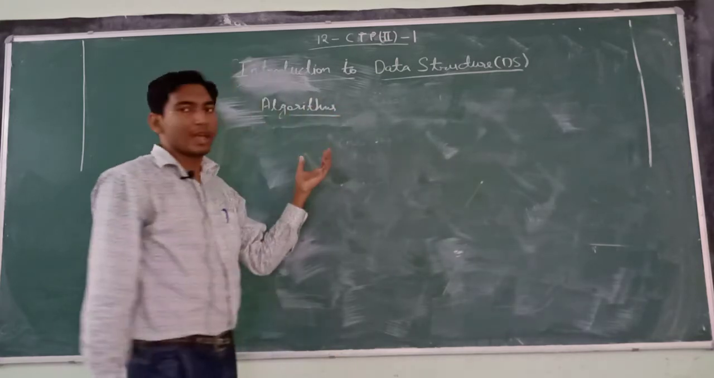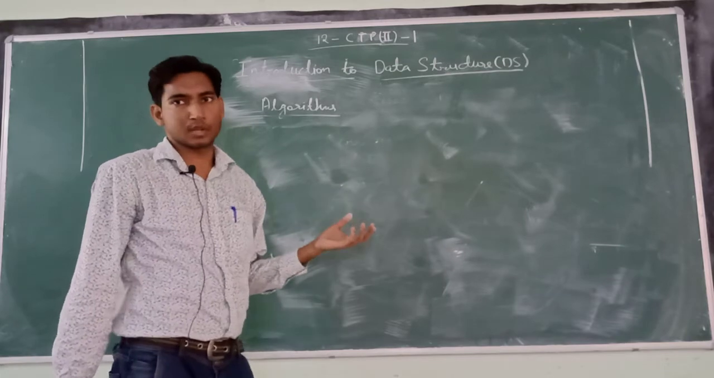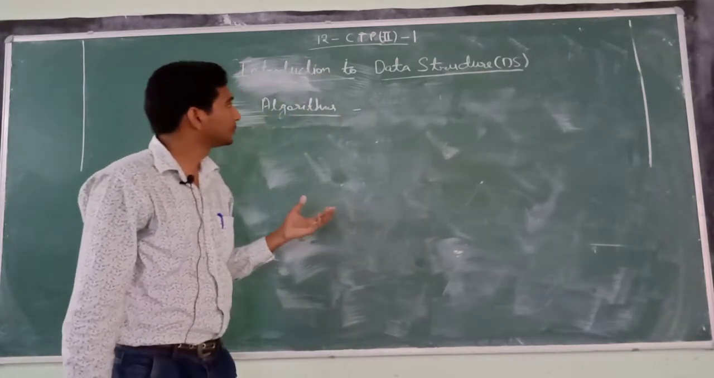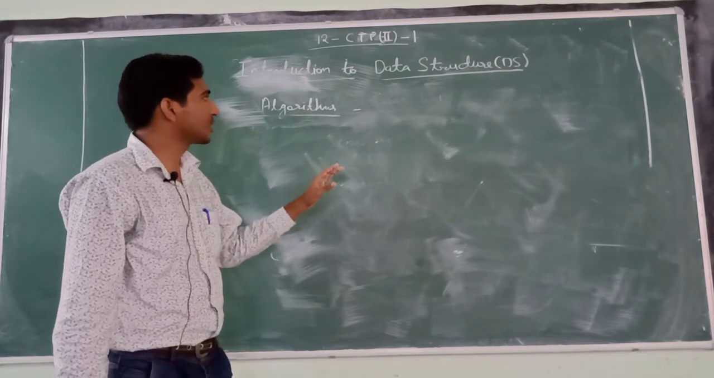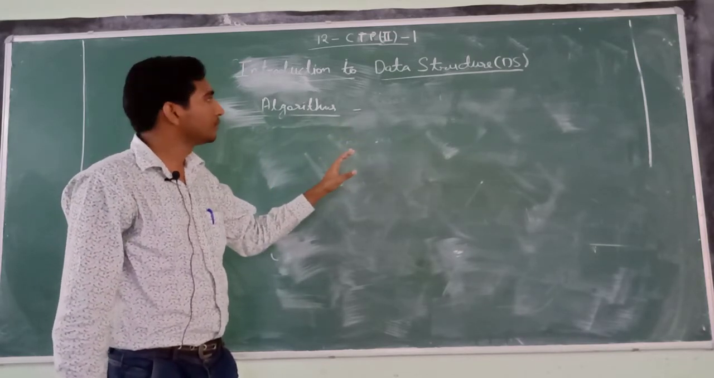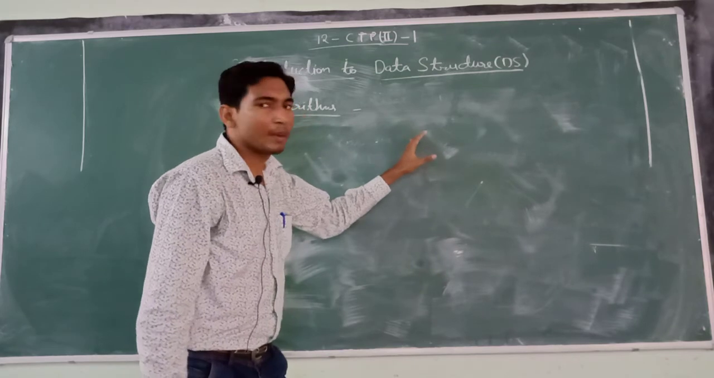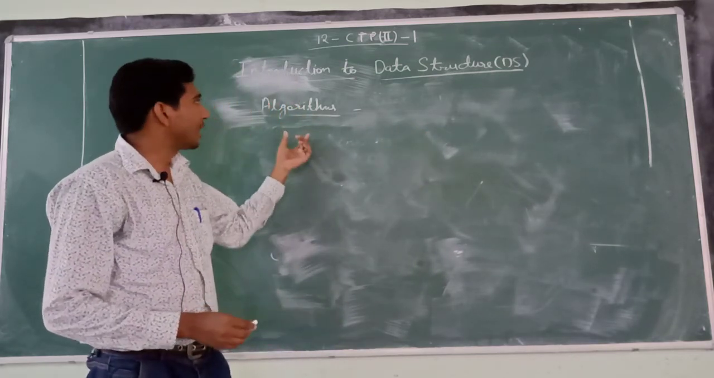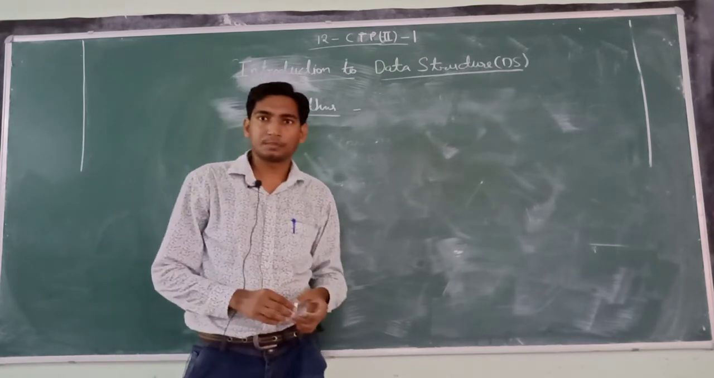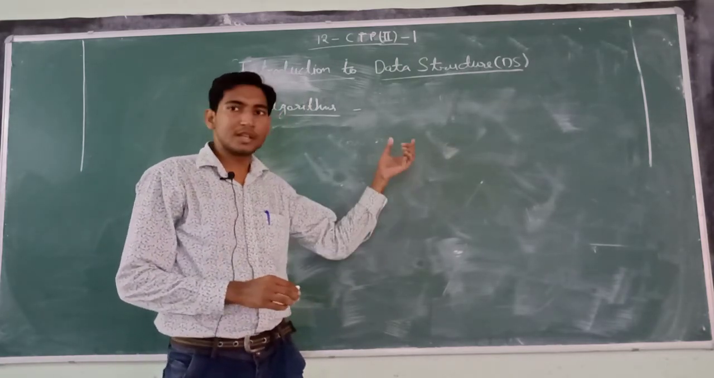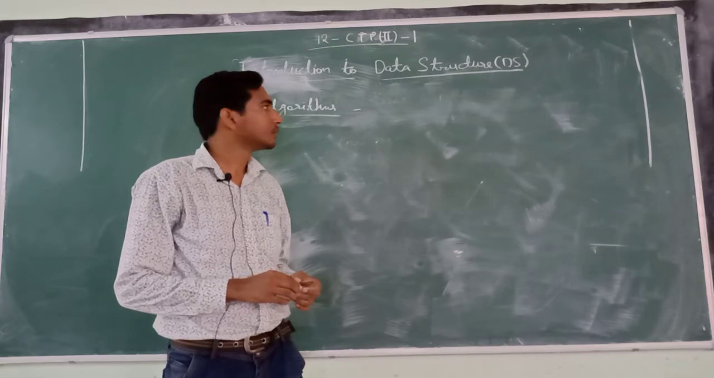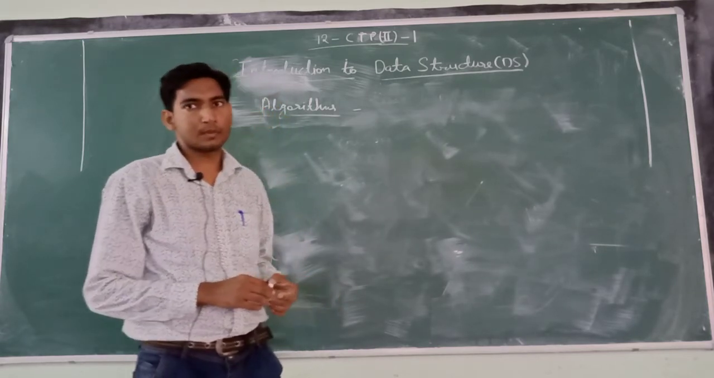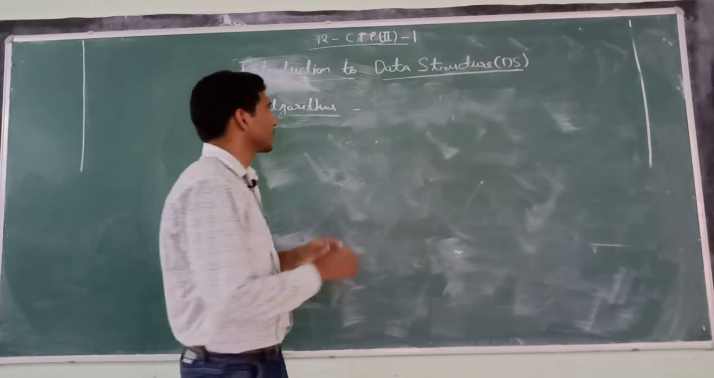So what are algorithms? An algorithm is a finite set of instructions that are performed to accomplish a predefined task. An algorithm is a set of instructions arranged in a specific order and used to perform a certain kind of operation, predefined operations.